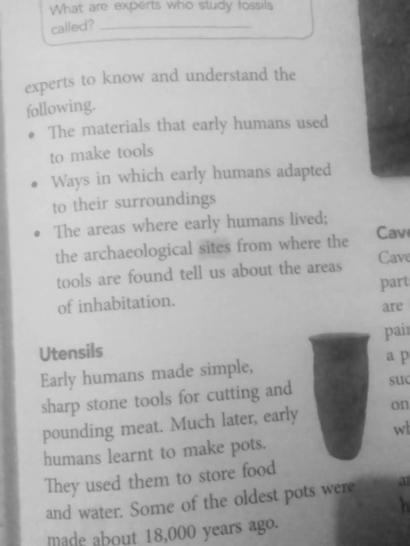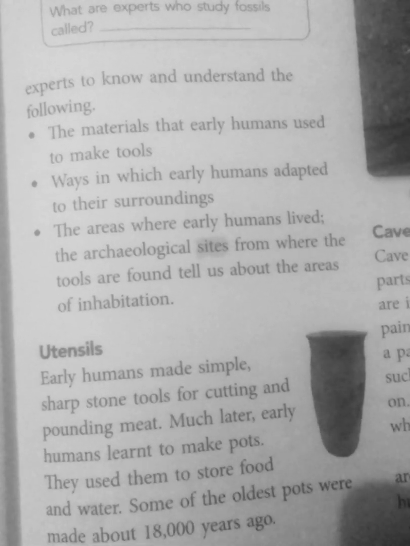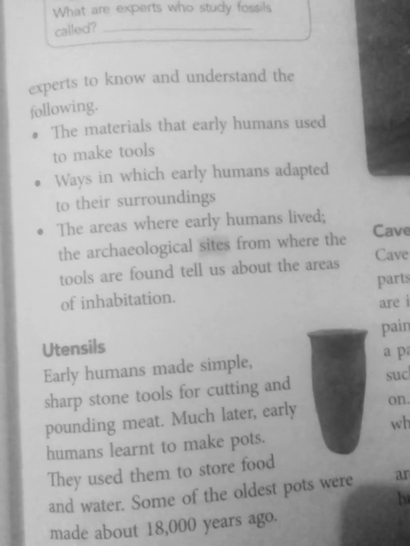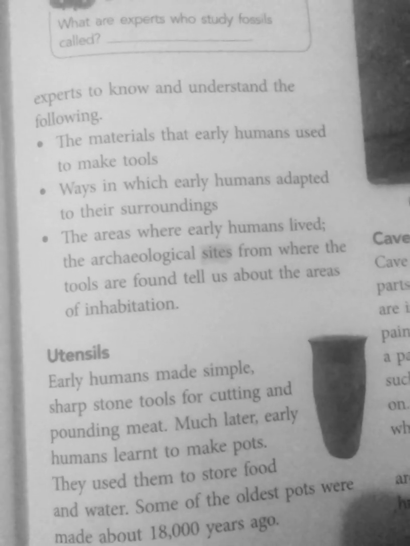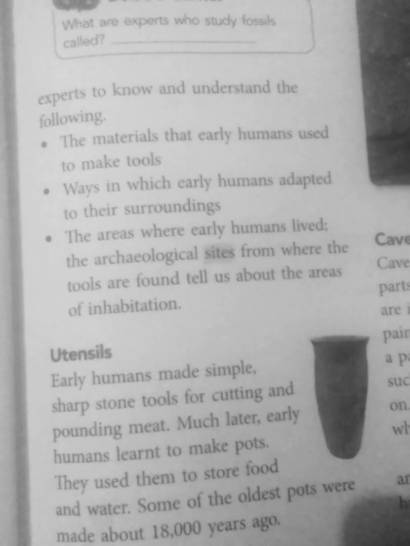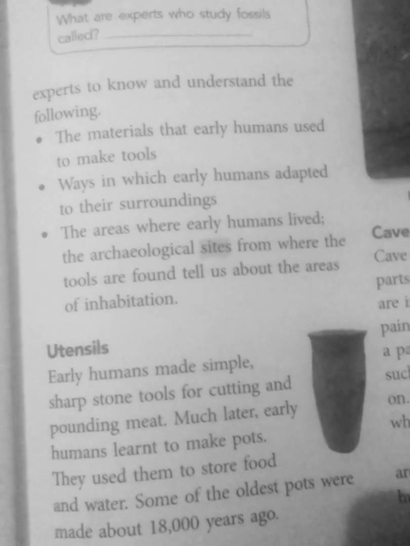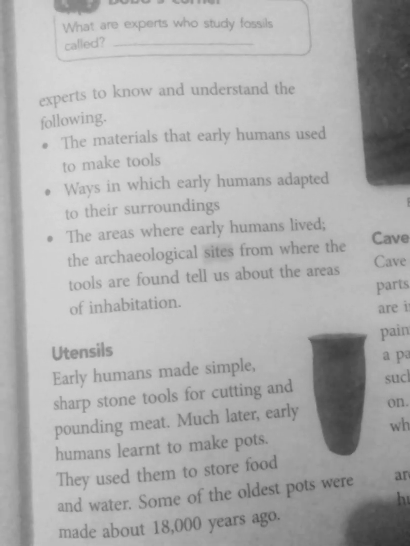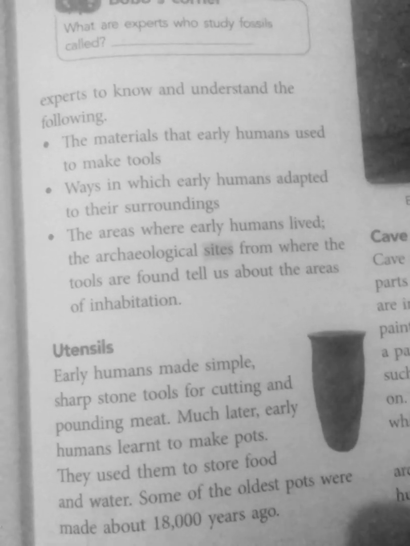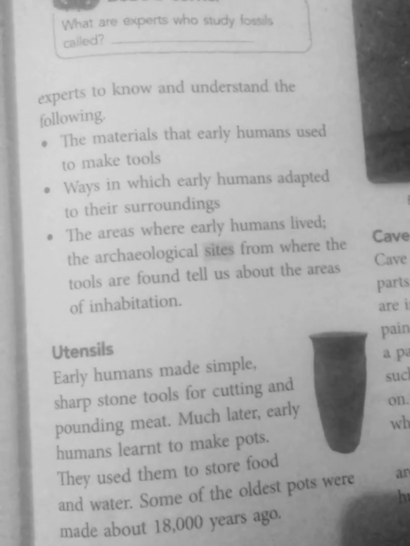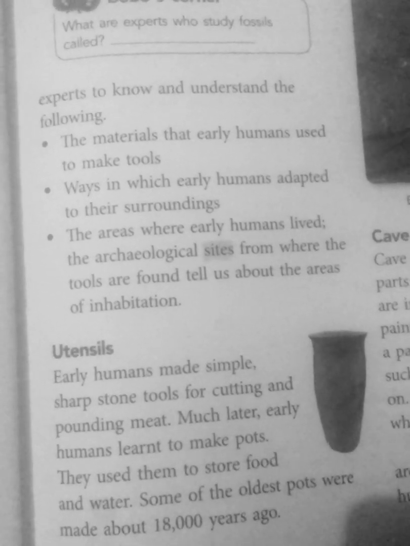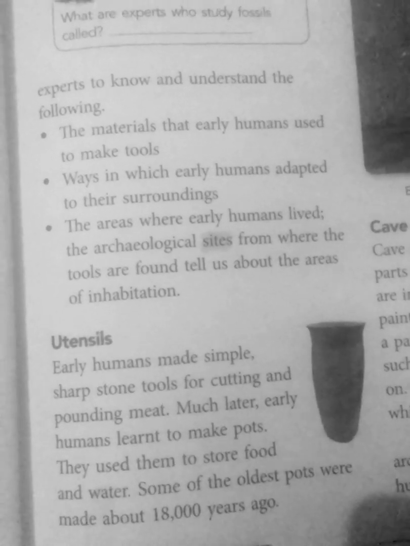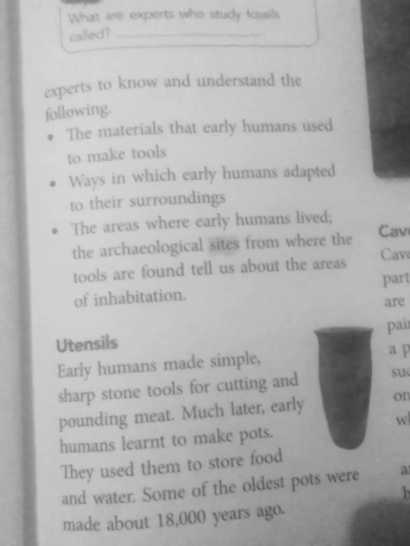Third one, the areas where early humans lived. In which area did early humans live, near the jungle, near the river, and which type of tools we find, this we have to judge. The archaeological sites from where the tools are found tell us about the areas of inhabitation, how they lived, which type of area it was. These things we also find from their tools.